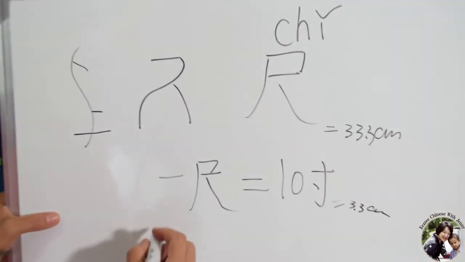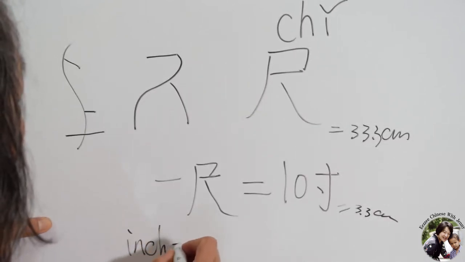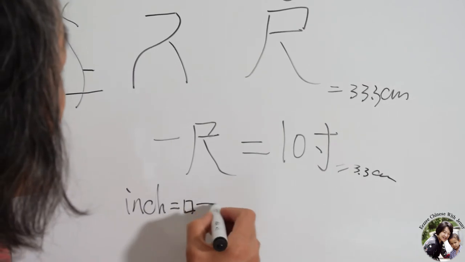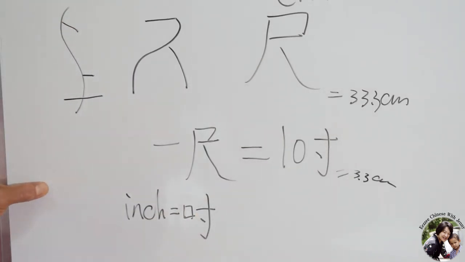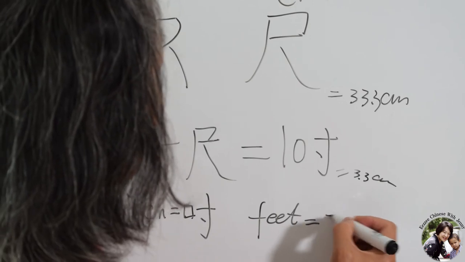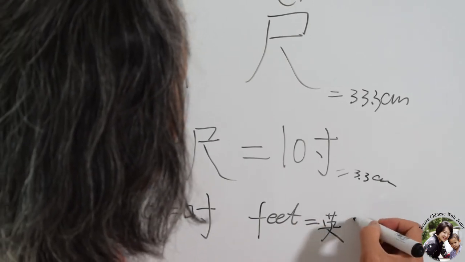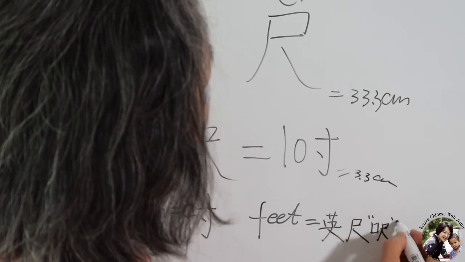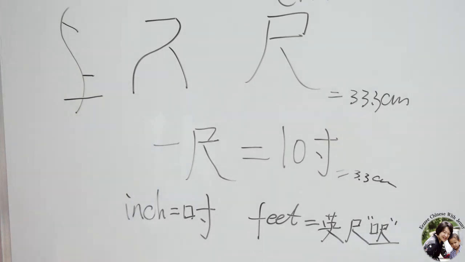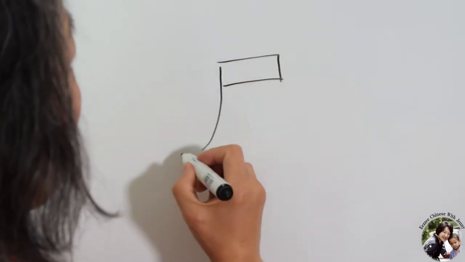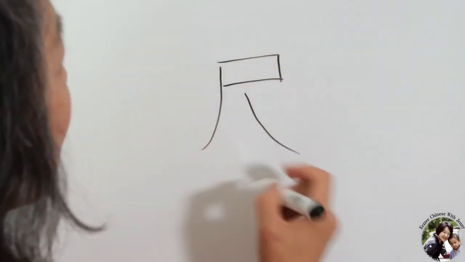And in Chinese, we translate the English word inch by putting a mouth on the left side and a 寸 on the right side. We call it 英寸, inch. Feet, in Chinese we translate it to 英尺, 英 means English, 英尺, or this way, put a mouth on the left side. 英尺, 英寸. Yeah, 横, 折, 横, 撇, 奈, 尺.